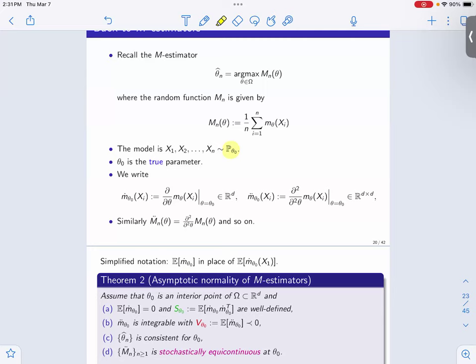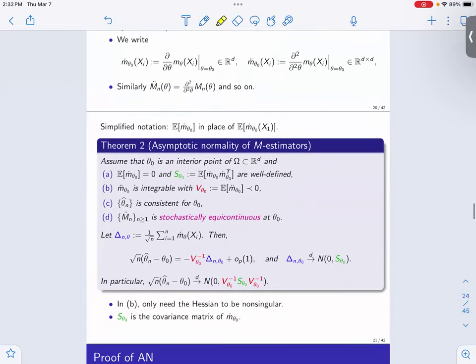Now I want to say something about asymptotic normality of this. This is basically an argument about Taylor expansions, and so we write the first derivative in theta with a dot again. If you remember the score function, we had the dot notation. So the first derivative with respect to theta of m_theta(x_i) at theta0, and then the second derivative with the double dot. These are the quantities that appear in the result. And double dot of M_n(theta) is just the second derivative, which is going to be the average of the second derivatives of these basic functions. So with this notation, this is the result.